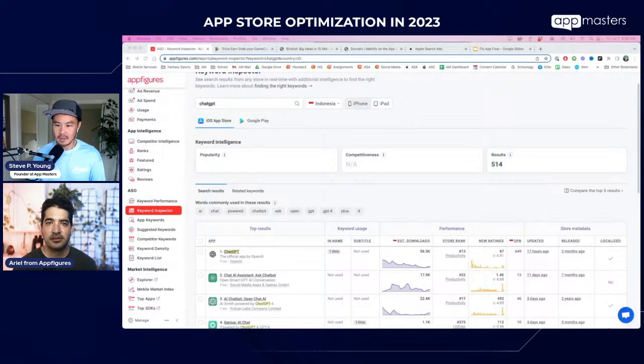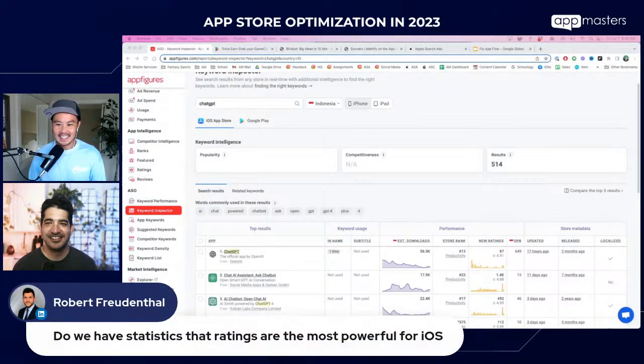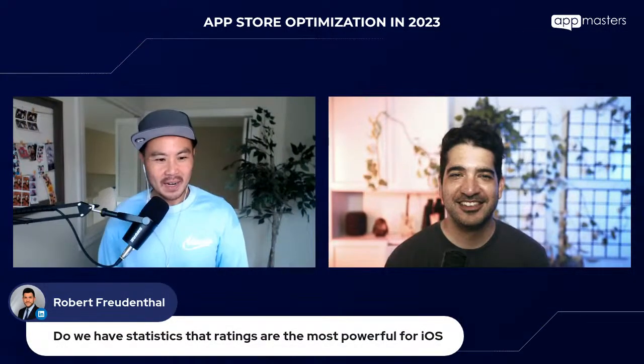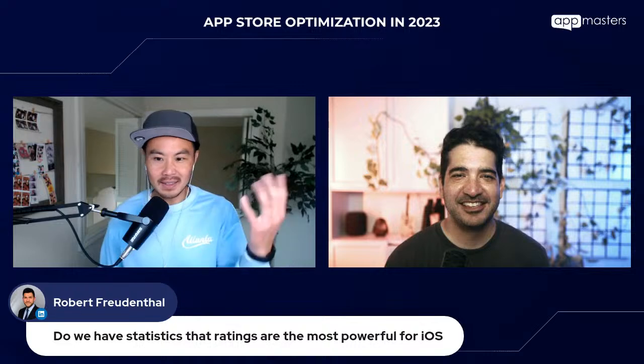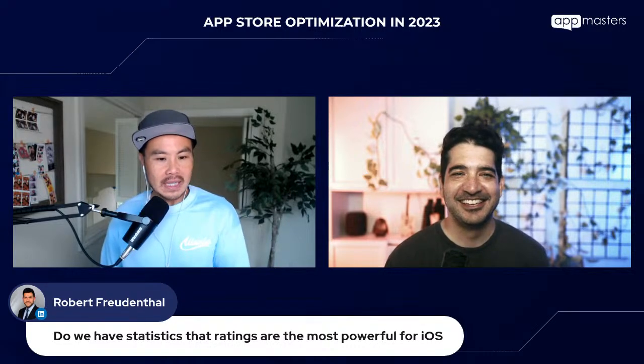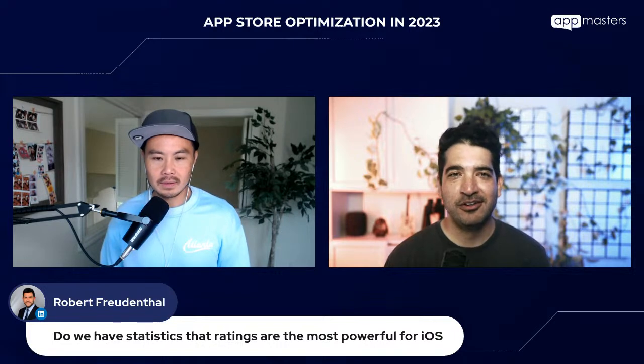All right. We got a lot of questions here. Robert, I got you. Do you have any from LinkedIn? Look, we're going crazy on LinkedIn too. Do you have any stats that ratings are the most powerful for iOS? Oh, I have like 100+ keyword teardowns. Go into our resources section, look at the keyword teardowns. You'll see it one time after the other. So yes, a ton of data.